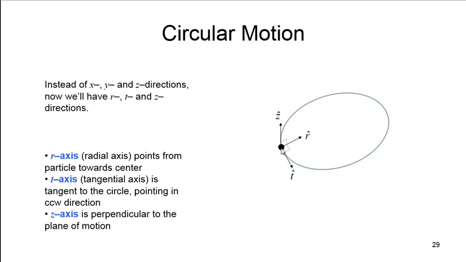Also, the direction of these axes changes when the position of the object is different. So when the object is right here, this is the r direction, this is the t direction, and this is the z direction. But later when the object is over here, the r direction, again, points from the object towards the center of the circle. The t direction points from the object tangent to the circle in the counterclockwise direction. And the z direction points straight up, perpendicular to the plane of the circle that's being made.